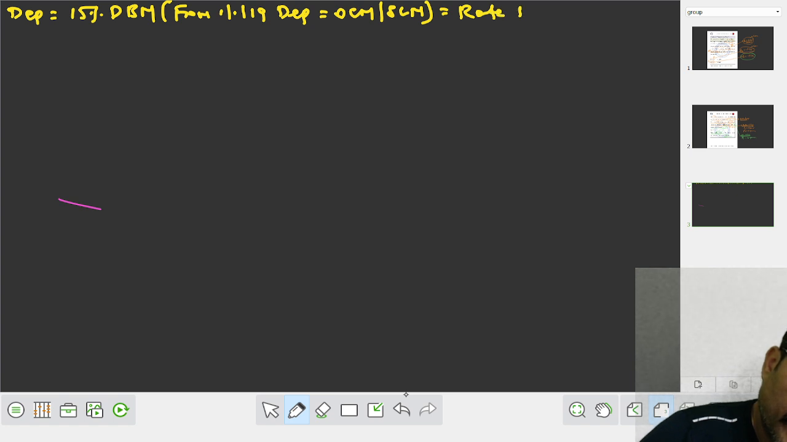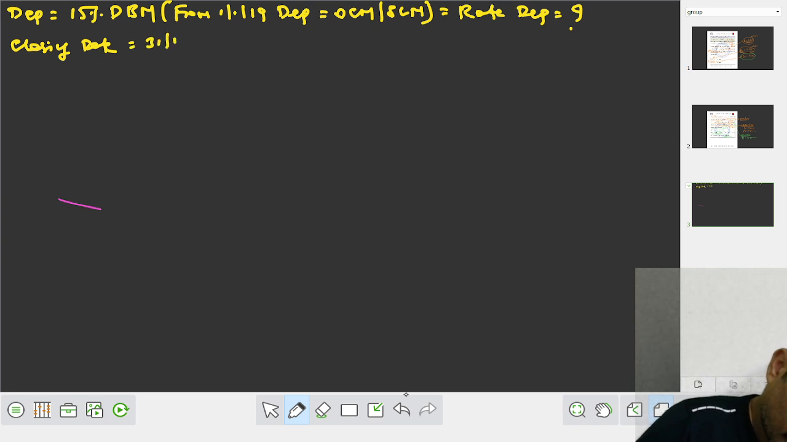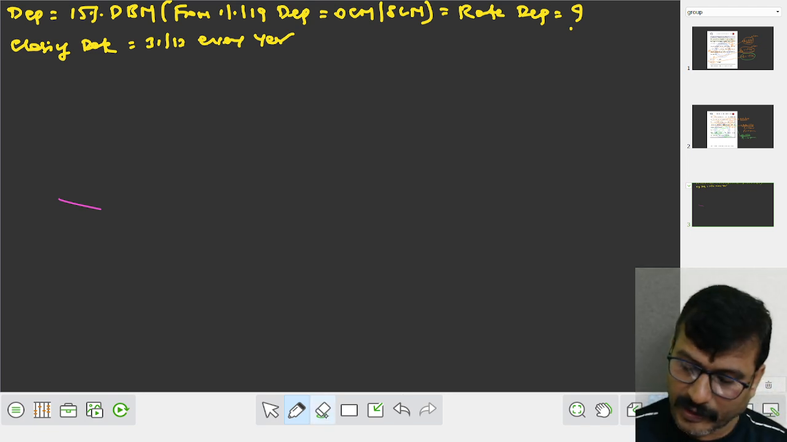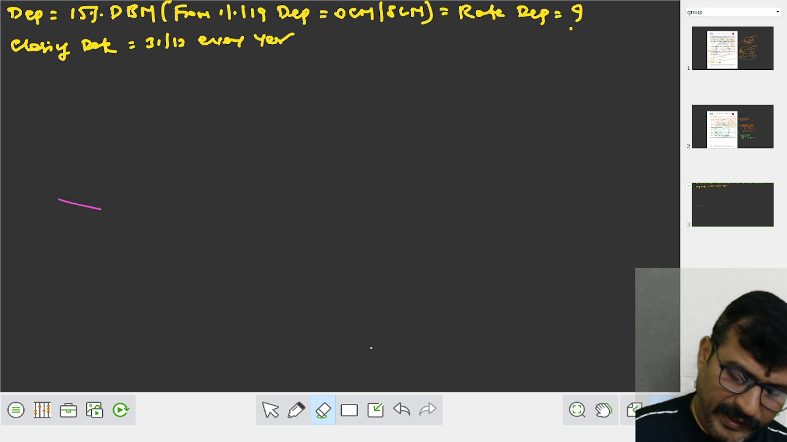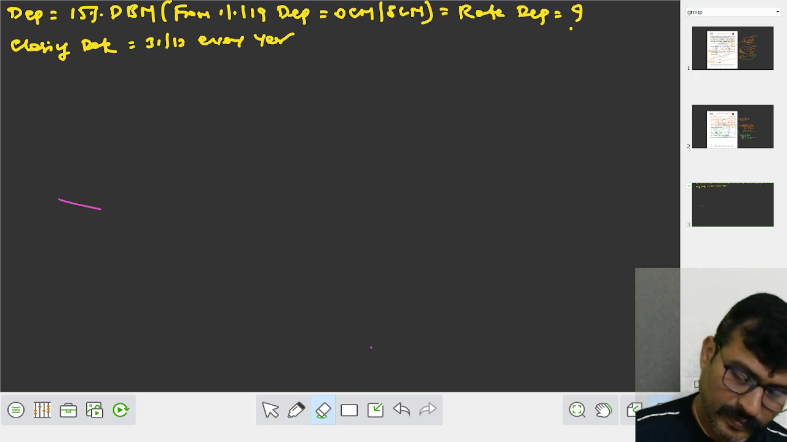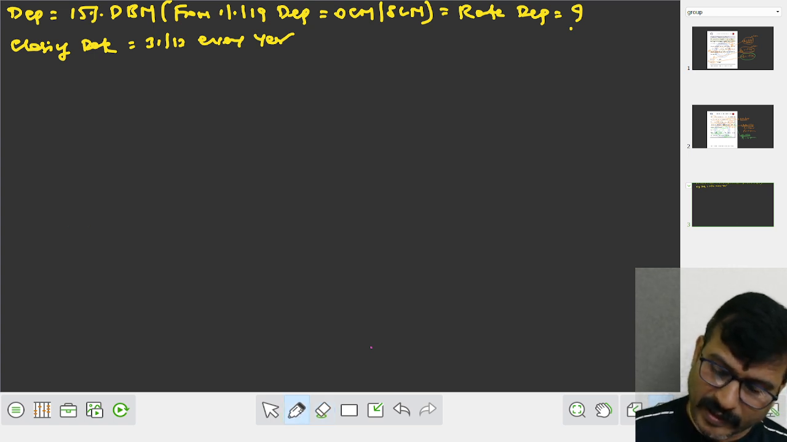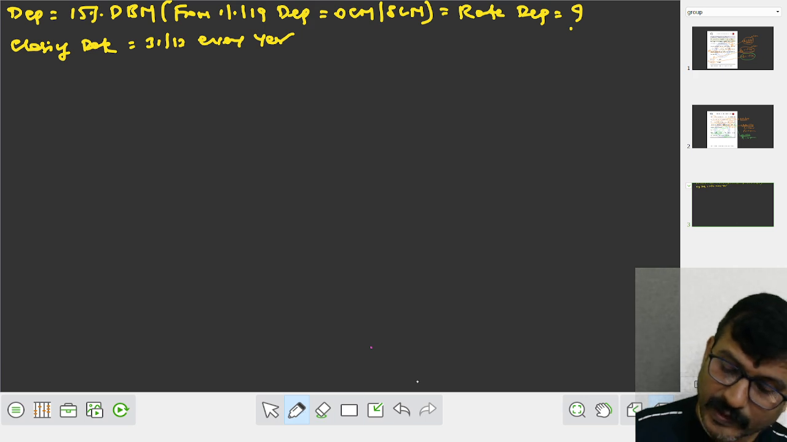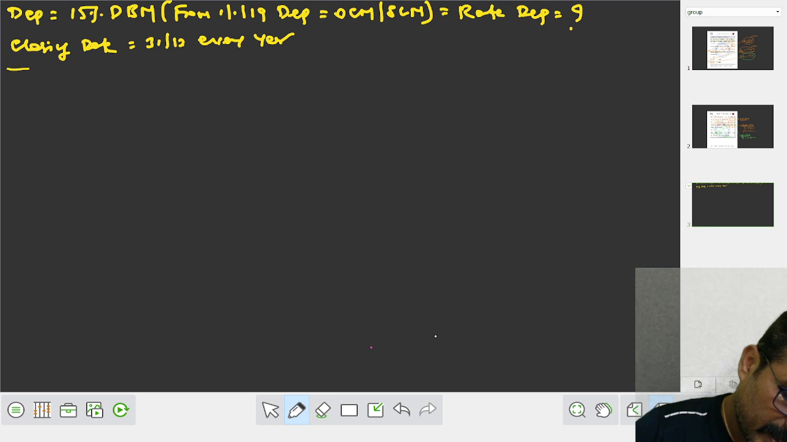Are you given the rate of depreciation? No, the rate of depreciation is not given. When are the accounts closed, the closing date? Accounts are closed on 31st December every year. Now my dear students, how many plants are purchased? How many plants are being purchased? They purchased 3 plants, right?